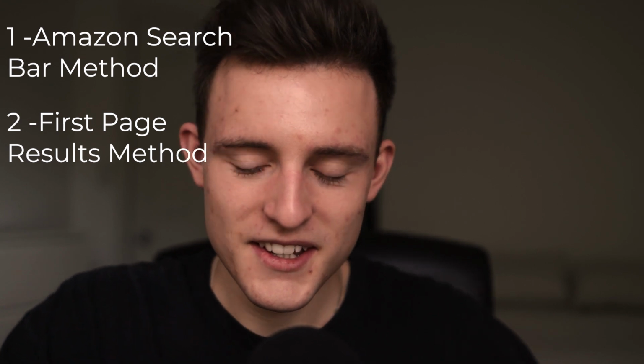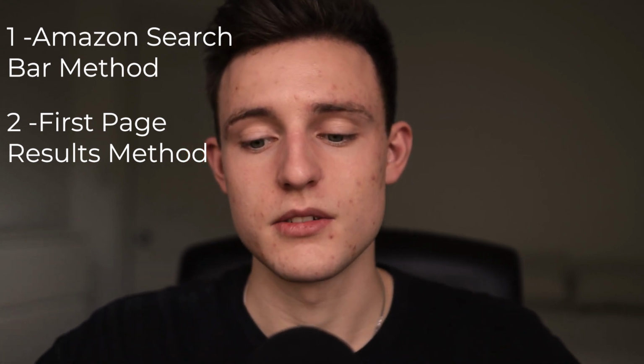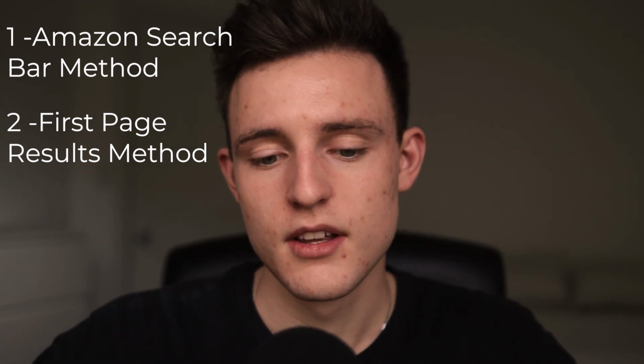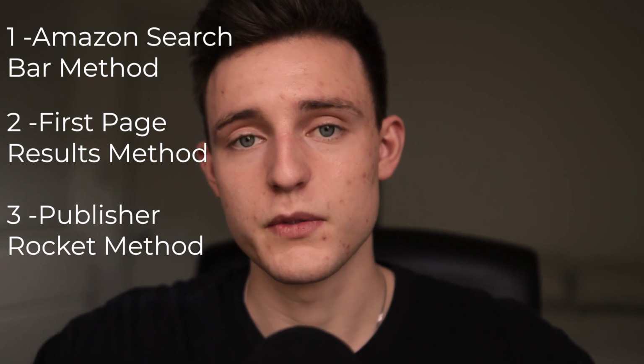Okay, so I just want to go over the 3 different methods that we're going to be using again because you might have forgotten them. So method number 1 is going to be the Amazon search bar method, which is again a manual method. The next one is going to be the sub-level niche first page results method. I know it's a long handle, but basically we're just looking at the first 20 books and getting keywords from them using their titles and their author names. And then the last one is the Publisher Rocket automatic method, which I'll be going over last.